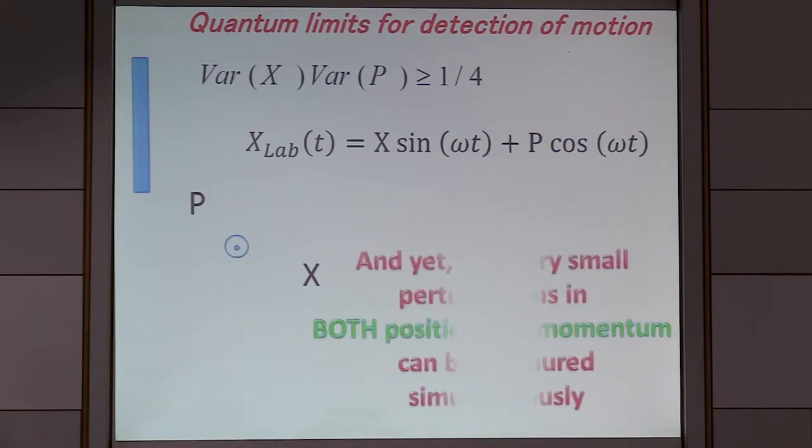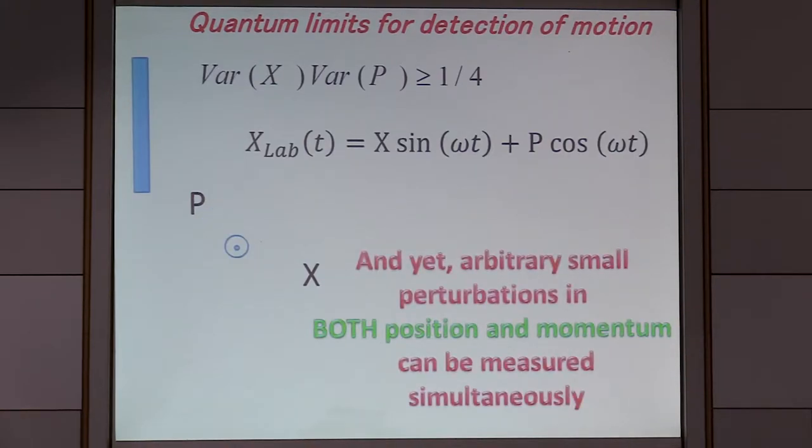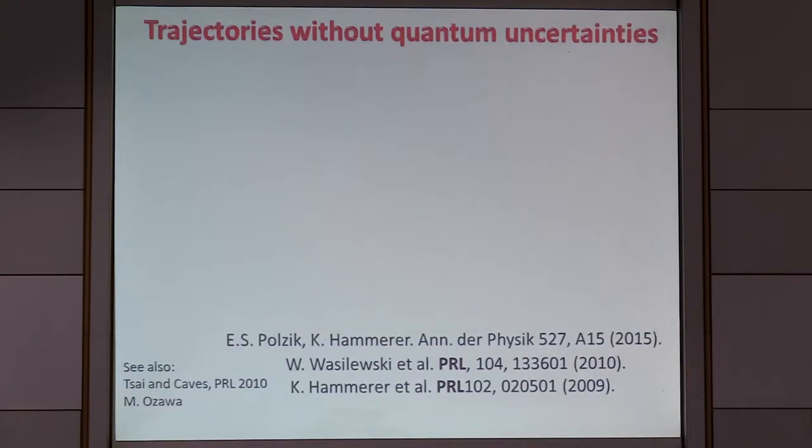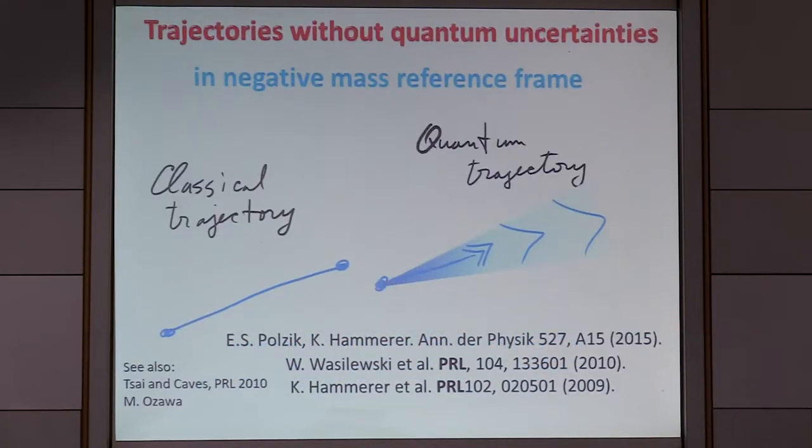And yet, what I want to show you is that arbitrarily small perturbations in both position and momentum can be measured if you do the right measurement in the right reference frame. And as a reference frame for the measurement of motion, I will be using this rotating spin that I just told you about in the first 10 minutes. So we call it trajectories without quantum uncertainties.